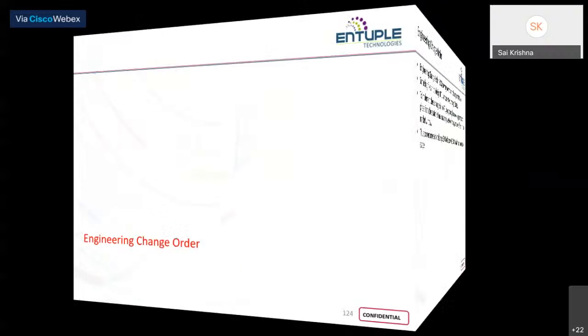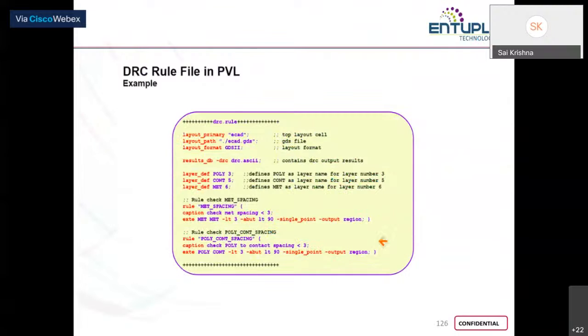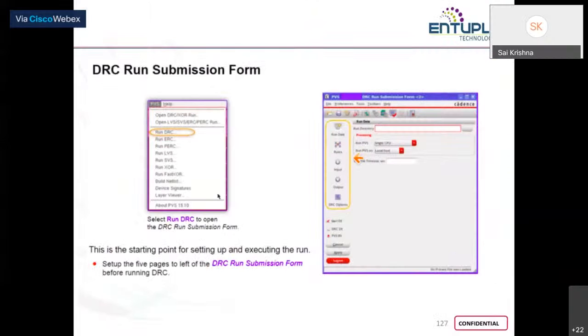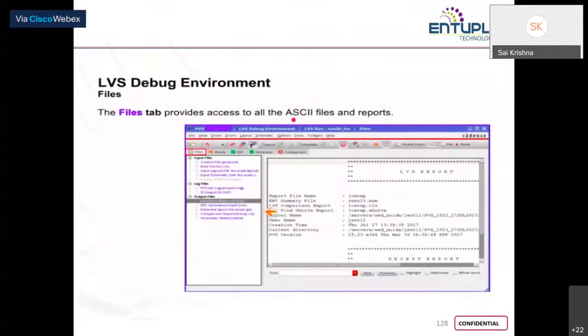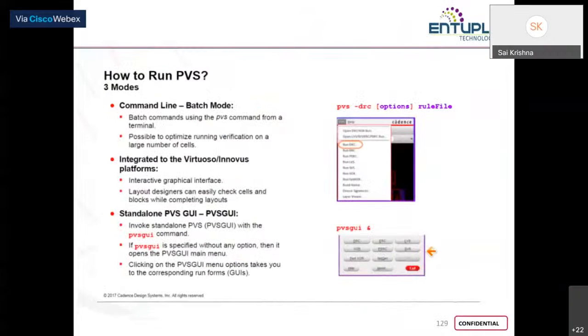And the last one is the engineering change order, which I've already talked about. It is the manual effort that an engineer puts in to rectify the errors or any violations that are not resolved by your tool by its default algorithms. So that is all about your physical design, timing analysis, power analysis, physical verification, and physical.